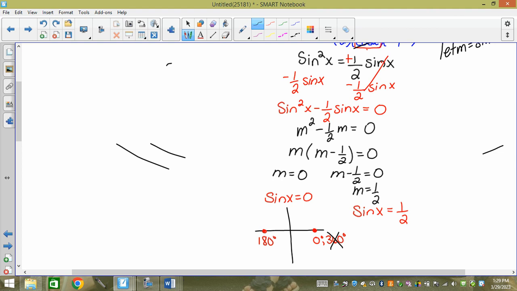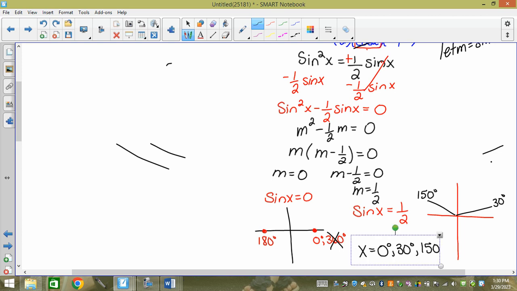And then sine x equals 1/2 when y equals 1/2, which is here and here, which is 30 and 150. Then I say theta equals 30, 150, 0, and 180. Is that what I say? What's the variable? Go back to the original question. The original typed question. What's the variable sitting in it? X. So I'm going to say x equals 0, 30, 150, 180. I like writing them in order. You do not have to write them in order. It's a thing I enjoy.